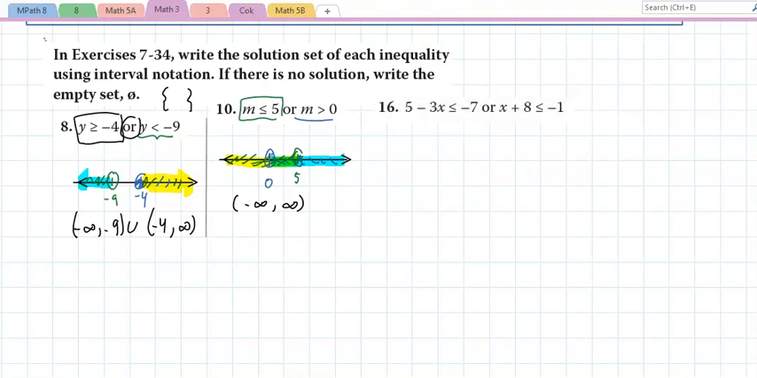Now, if I look at number 16, I deal with those individually. I start with the first. Well, I'm going to subtract 5 from both sides. Negative 3x is less than or equal to negative 7 minus 5, that would be negative 12. And whenever I divide by a negative, I will have to switch the inequality symbol.